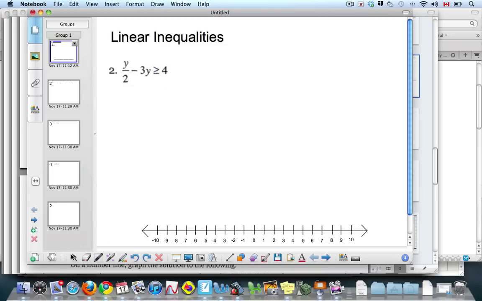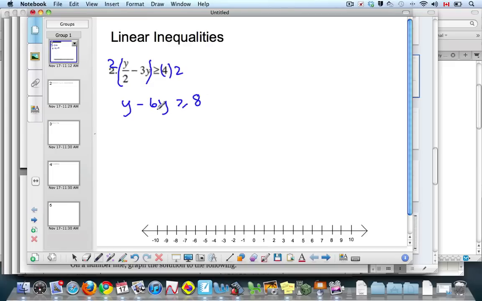So to solve this inequality, we want to bring the y's together somehow. Let's go ahead and multiply everything by 2 to get rid of the fraction. Great idea. So I'm going to multiply this side by 2. And as we know, fundamental rule of algebra, if you do it to one side, do it to the other side, keep it balanced. All right, distribute the 2, and I get y minus 6y is greater than or equal to 8. That does not change the sign of the inequality.